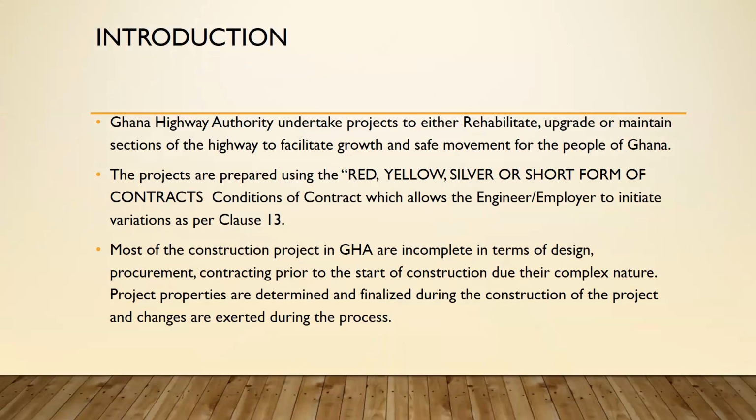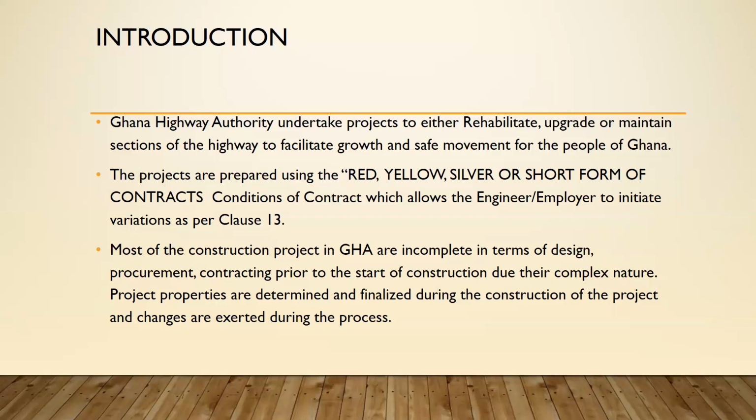Ghana Highway Authority undertakes projects to either rehabilitate, upgrade, or maintain sections of the highway to facilitate growth and safe movement for the people of Ghana. Now, the projects are prepared using the red, yellow, silver, or short form of contracts. These are books. They are conditions of contracts which allow the engineer or the employer to initiate variations as per clause 13.